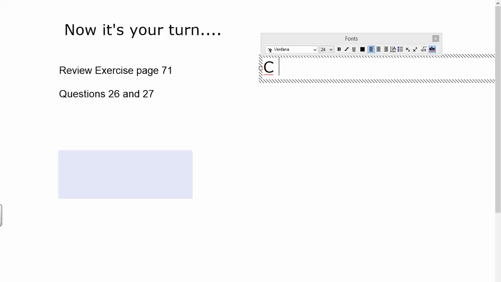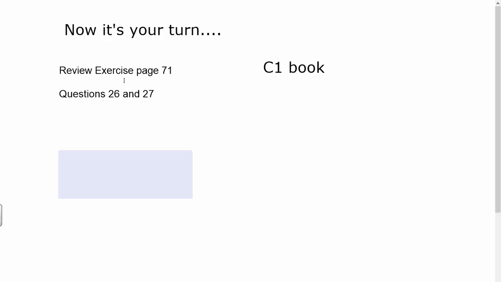So now it's your turn, and this is what you're going to do for homework. In the C1 book, actually I'll write that down, C1 book, you're going to do the review exercise, which is towards the middle of the book, which is page 71, and I'd like you to do question 16 and question 17, and you're going to hand that in the next lesson. I'm going to ask you to make sure you do those questions on a separate sheet of paper and then hand that in the lesson.